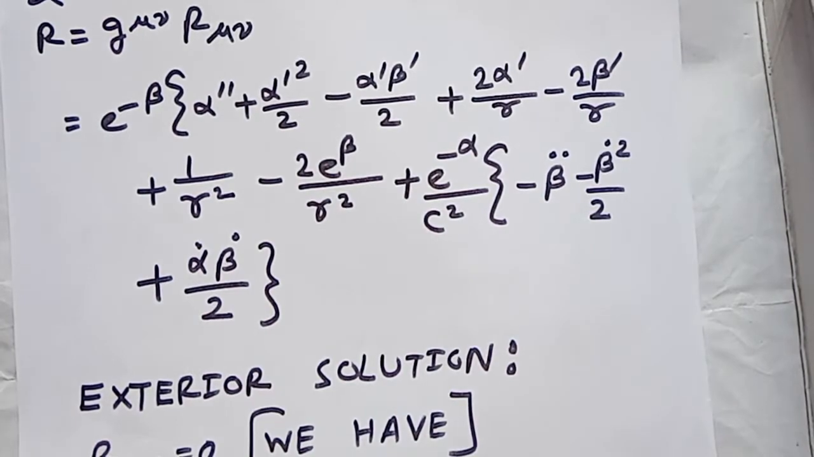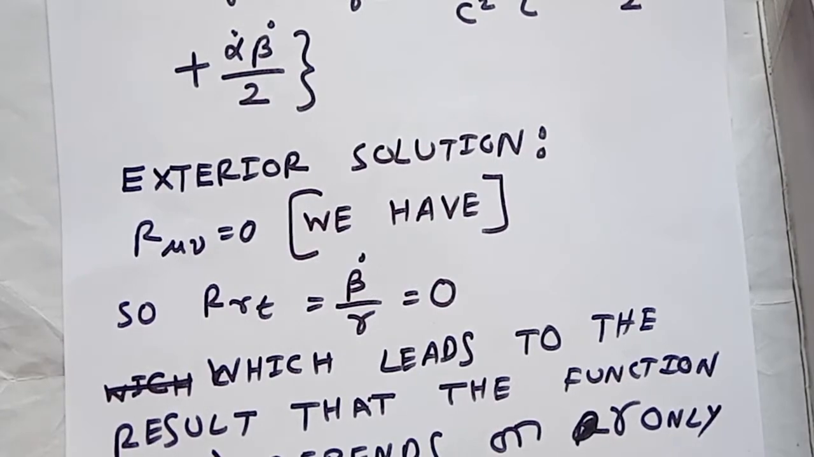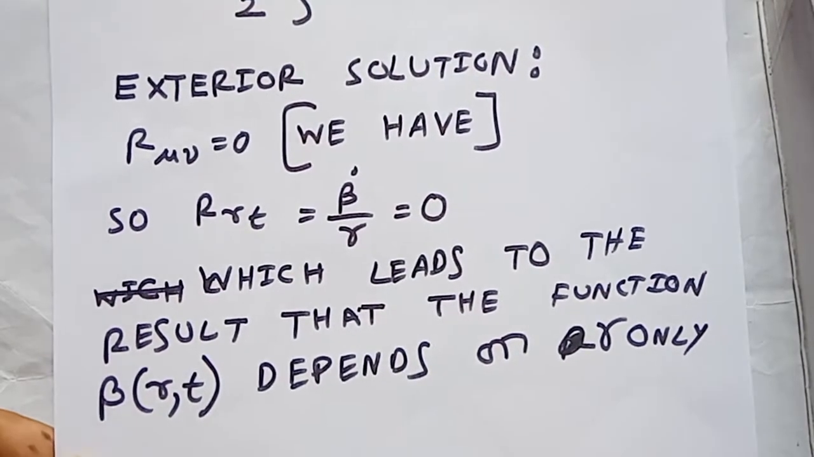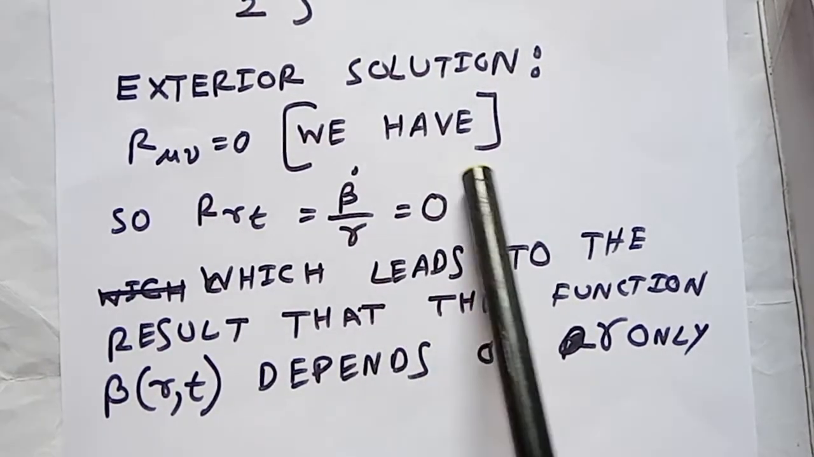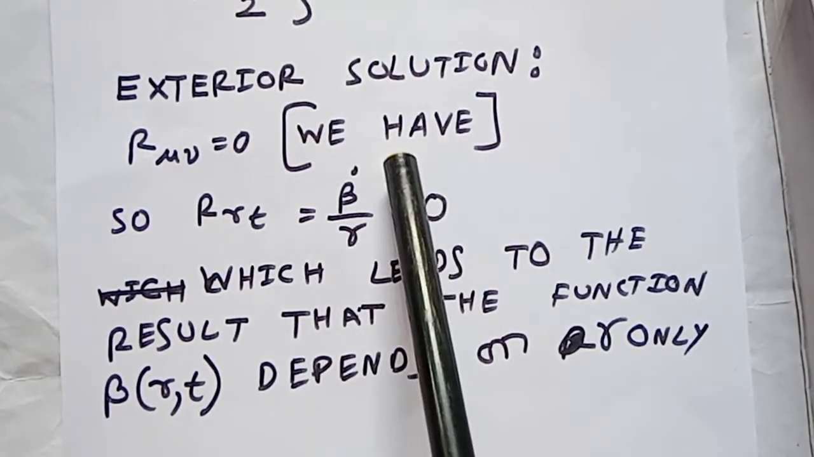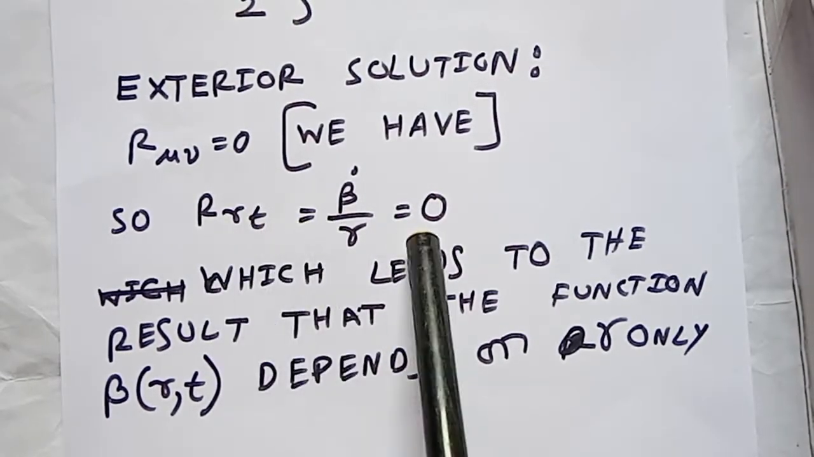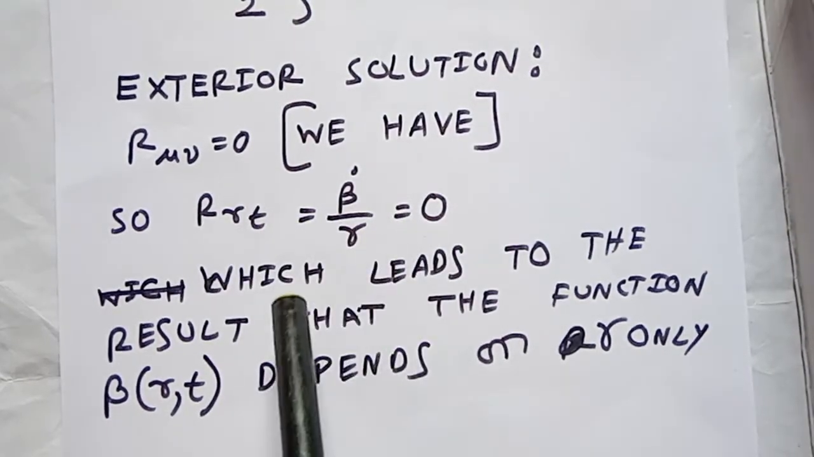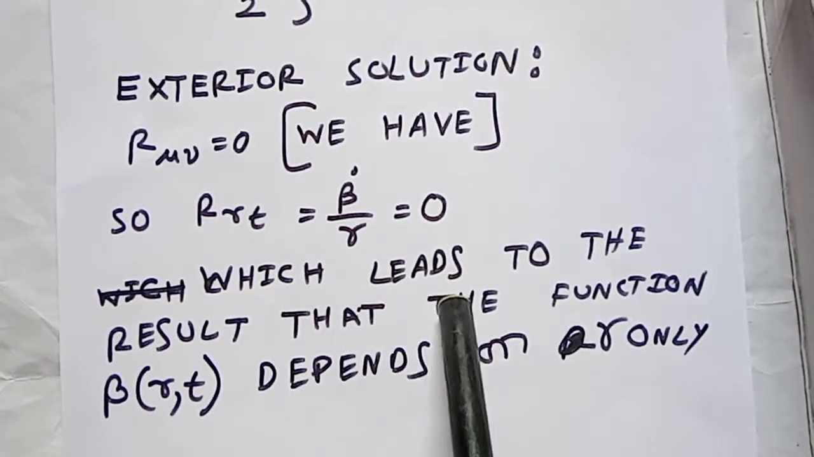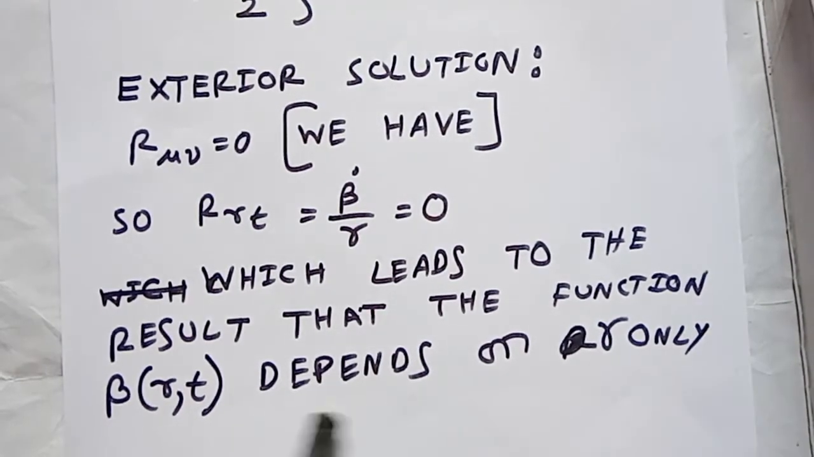Now the exterior solution of the Einstein field equation, we have R mu nu equal to 0. We assume that the gravity is pure and there is no matter field. Okay, now Rrt should be 0, beta dot divided by r equal to 0. Now beta dot is 0, which leads to the result that the function beta of r, t depends only on r. Here we have pure gravity without a matter field.